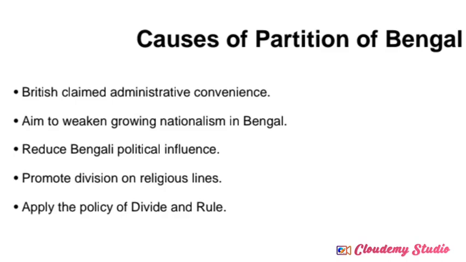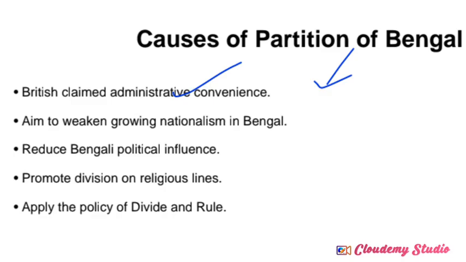The British claimed administrative convenience. As I told you in the previous slide, Bengal was a thickly populated region, meaning many people were living in the Bengal region at that time. It was difficult for the Britishers to administer the entire Bengal region under a single administration system. That's why they gave administrative convenience as the reason for the partition of Bengal. For the sake of proper administration, they decided to divide Bengal at that time.